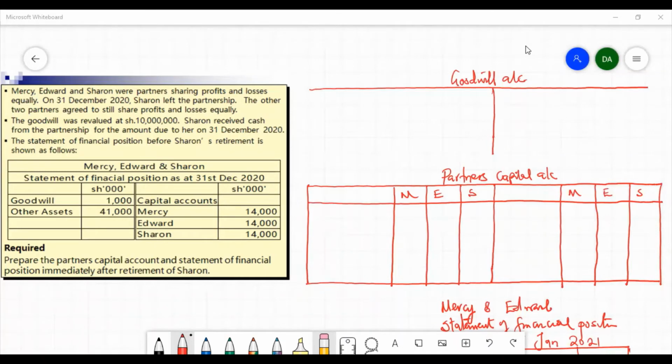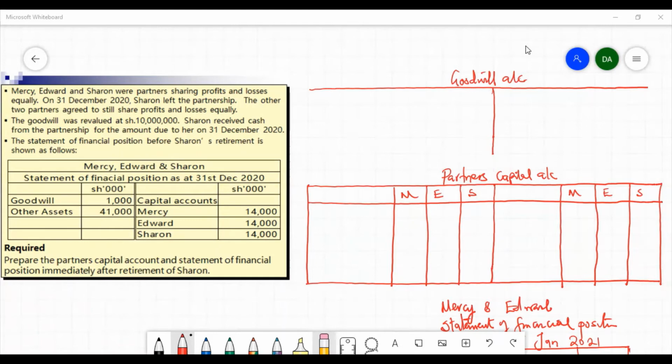There are two approaches to the answer of this question. First is a situation where goodwill is maintained in the books of accounts of the business. If goodwill is maintained in the books of account of the business, then a goodwill account is prepared, and goodwill is entered in the goodwill account. At the end of the period, goodwill is carried to the next accounting period by having a balance carried down. In this case, goodwill is shown in the statement of financial position.